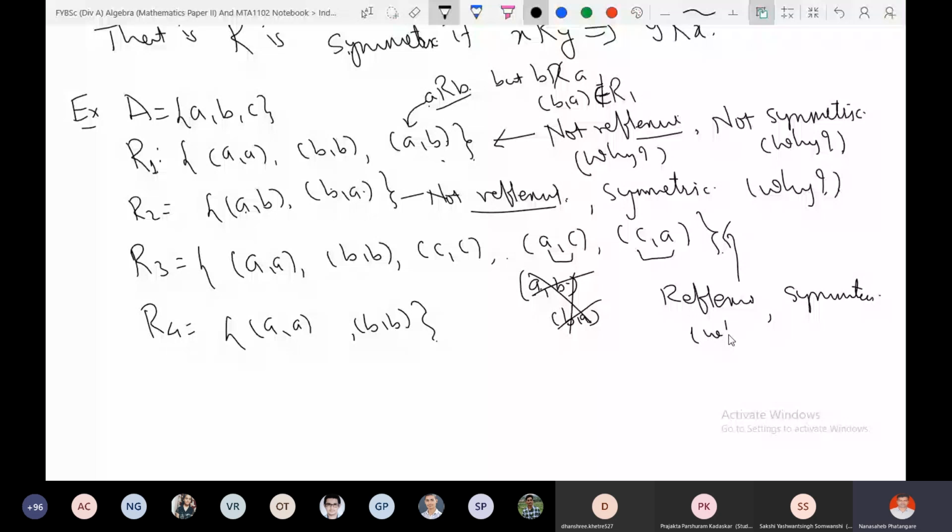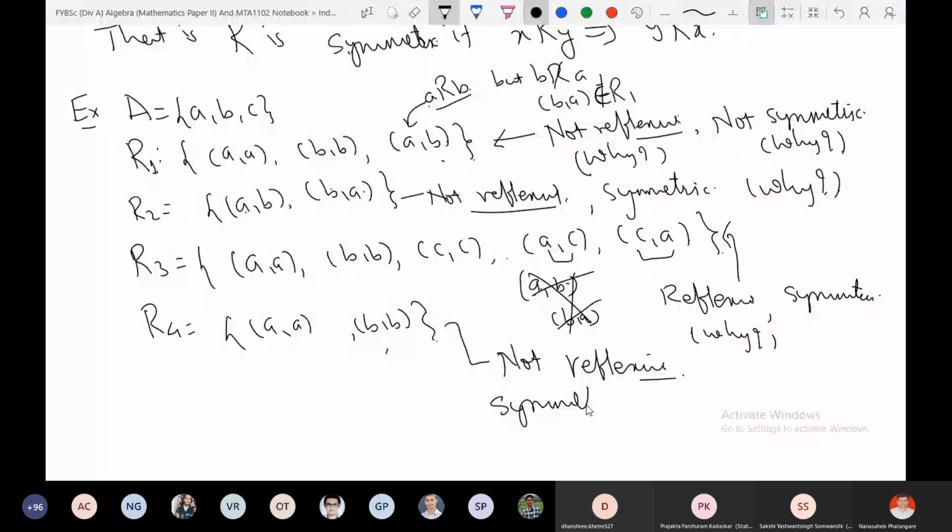So you write down all the reasons why this relation is reflexive as well as symmetric. Now what about R4 next? Not reflexive and not symmetric. Not reflexive, but is it symmetric? Yes, symmetric.